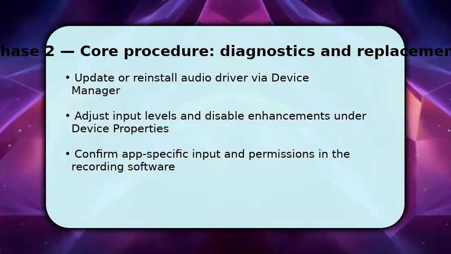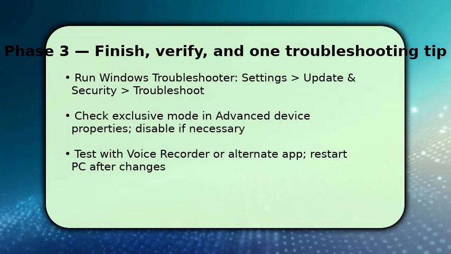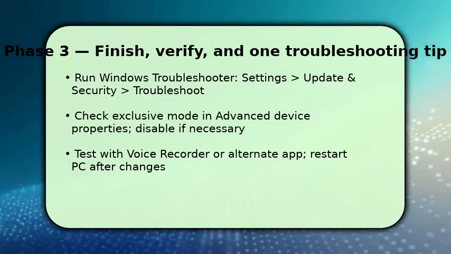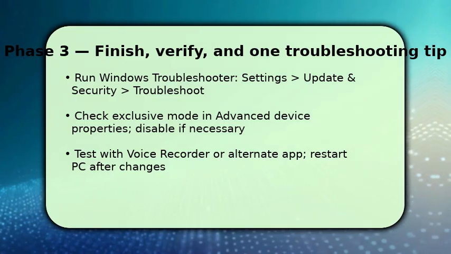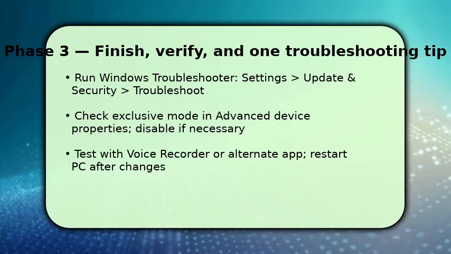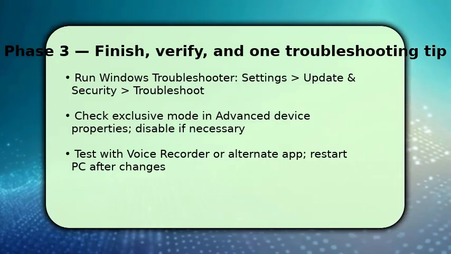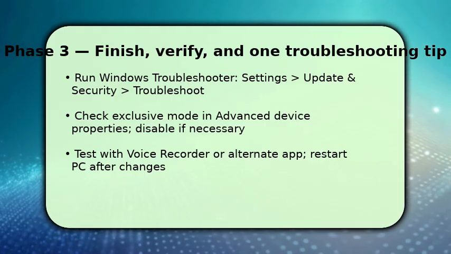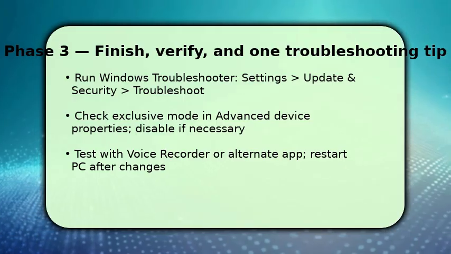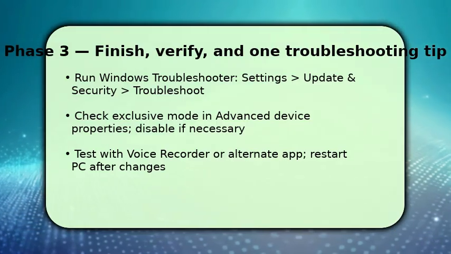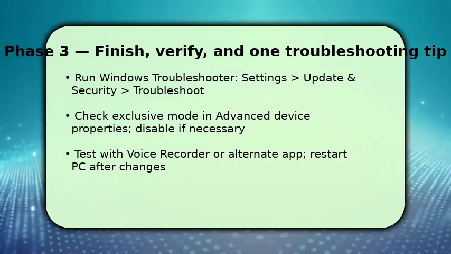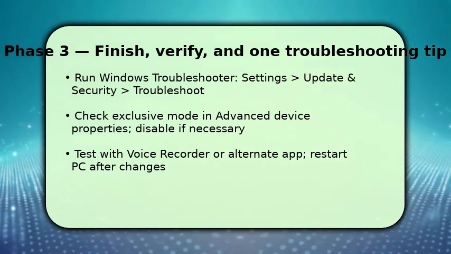verify functionality. For final steps, use built-in tools and targeted tests to isolate the problem. Run the Windows Recording Audio Troubleshooter in Update and Security and follow its recommendations. Open Advanced Device Properties and disable Exclusive Mode if apps take sole control, because that blocks other software. Test recording with the Voice Recorder app or another program to confirm success. If issues persist, reboot after driver or setting changes. Troubleshooting tip: if sound is still dead, try a known good microphone to rule out hardware failure.